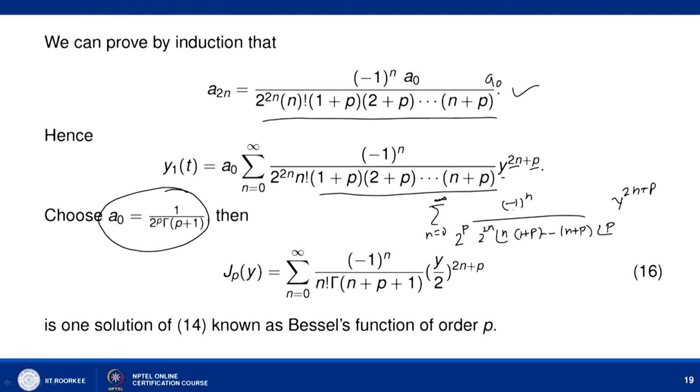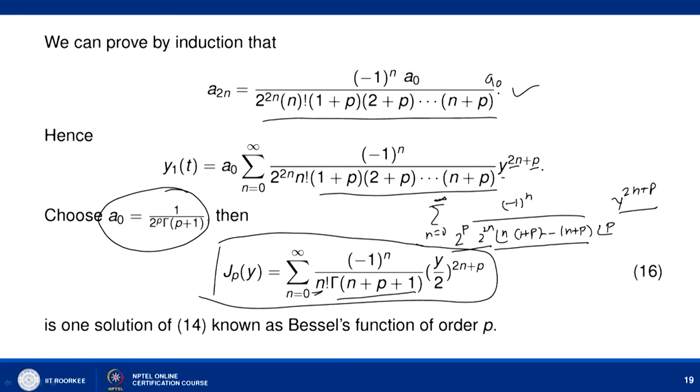So, we can simplify this as (-1)^n as it is, n factorial as it is, and this we can write as gamma(n + p + 1) here, and here y to the power 2n + p is here, and here also we have 2 to the power 2n + p. So, we can write (y/2)^(2n+p), and using this special value of A naught, this will represent a series expansion which we call J_p(y), and this is known as Bessel's function of order p of first kind.